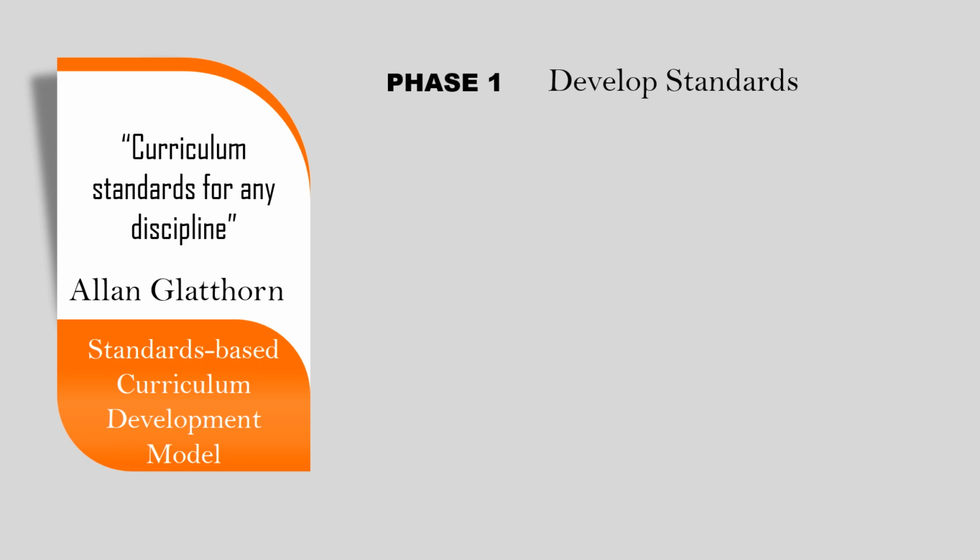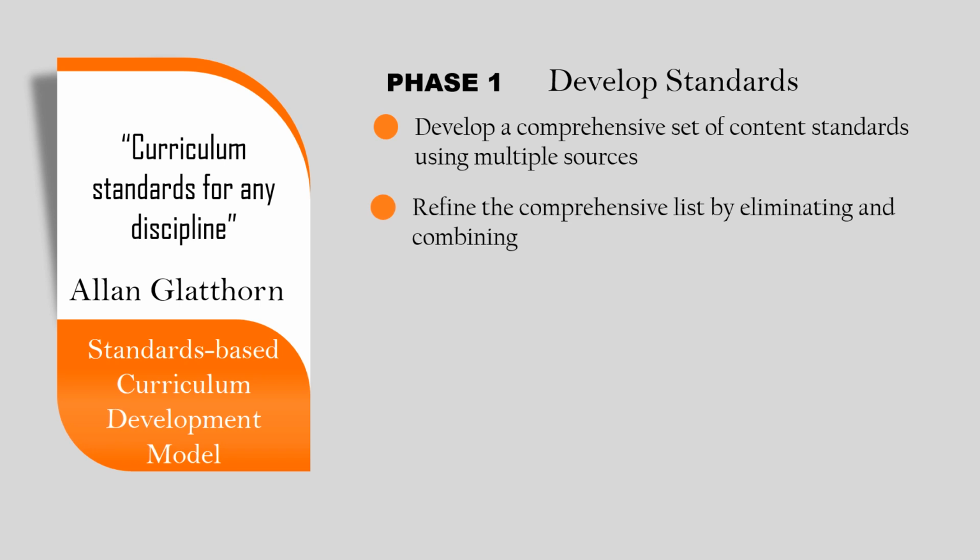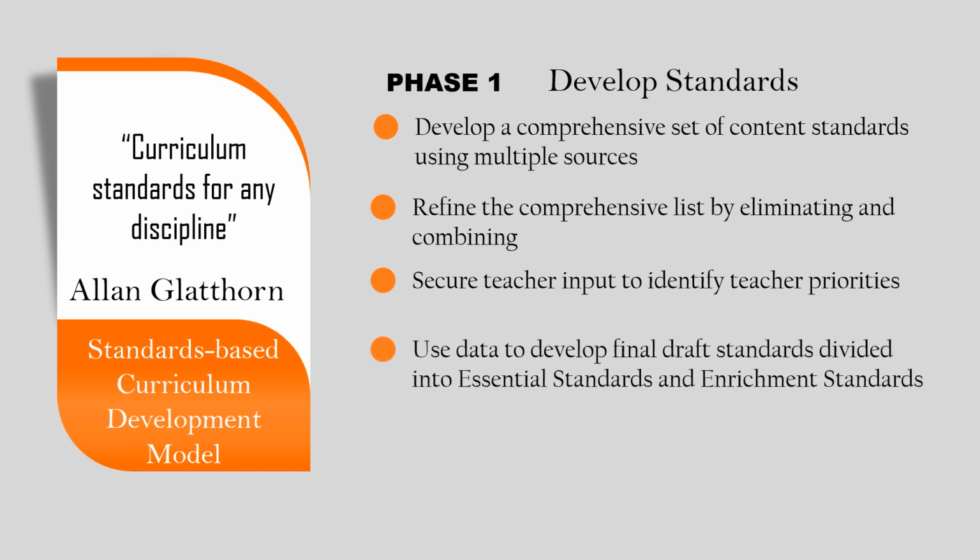Phase 1. Develop standards. Develop a comprehensive set of content standards using multiple sources. Refine the comprehensive list by eliminating and combining. Secure teacher input to identify teacher priorities. Use data to develop final draft of standards divided into essential standards and enrichment standards.